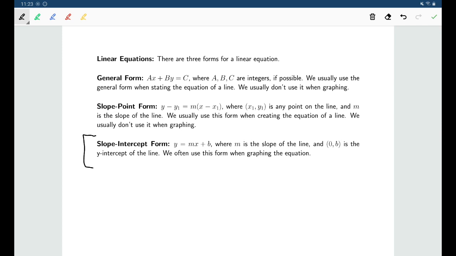So in this form, y equals mx plus b, we have that m is the slope of our line, and the point (0, b) is the y-intercept for our line. If you have the equation in slope-intercept form, it's really easy to graph, because you already know one point that's on the line, and then you can use your slope to figure out other points on the line. And that's usually the form that I'll be using when I'm graphing equations of straight lines.